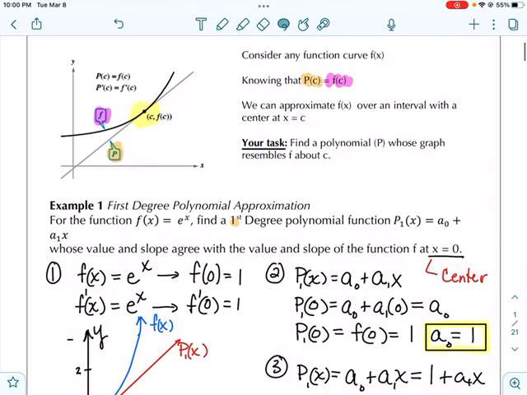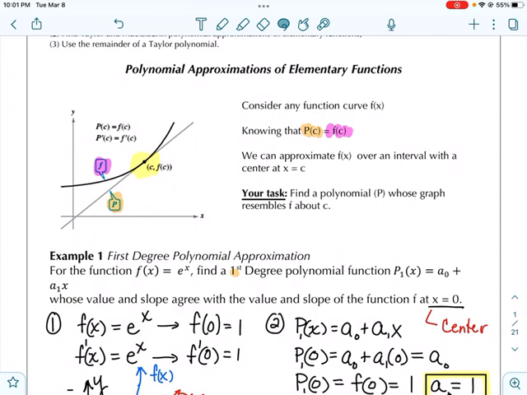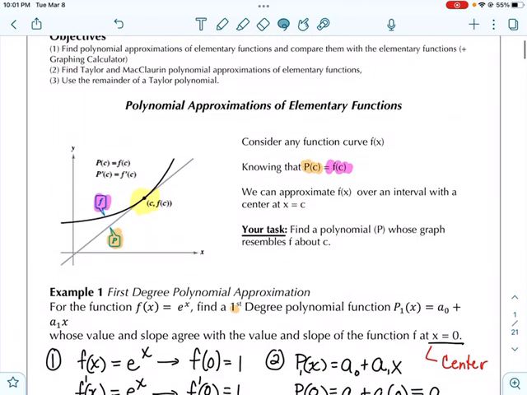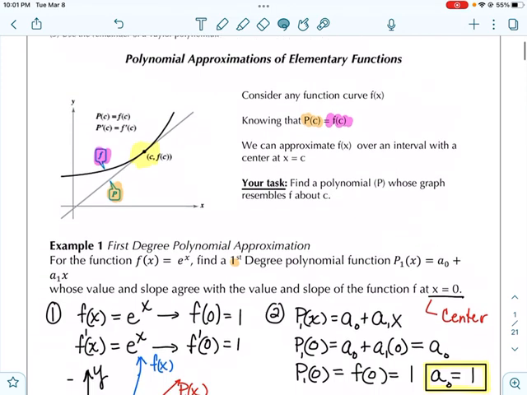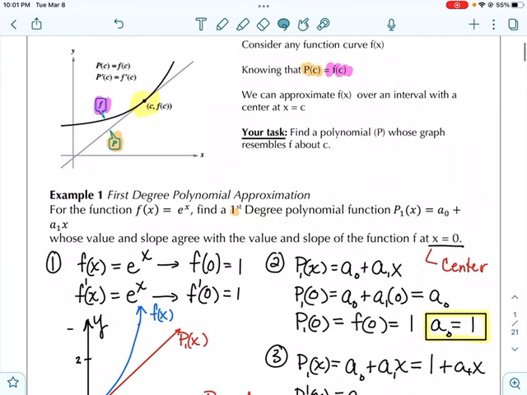In this first example, we're looking at a graph and we say consider any function f of x, knowing that p of c is approximately f of c. Around that yellow neighborhood that you see, p is a linear polynomial and f is a curve. So the line doesn't really get too close except right at c. But if we increase the number of terms of a Taylor polynomial, we can then get really close to what the function looks like around that c point.